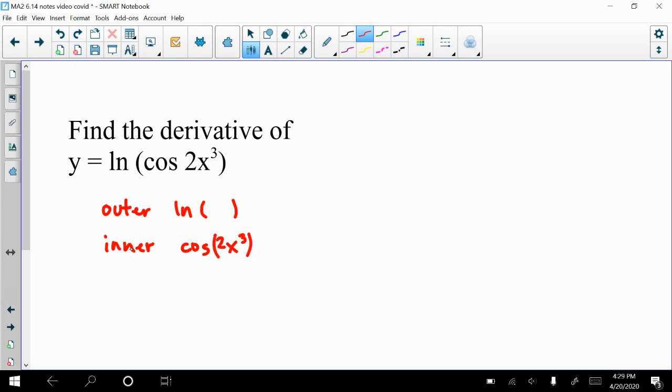The problem is that our inner function is also an outer with an inner, and that happens sometimes, right? So this is also, it's got its own little idea of outer. Its outer is cosine of something, and its inner function is the 2x cubed. So we have this multi-layered derivative going on right now. So we want to find dy dx. Take a deep breath. This is not going to be a problem, I promise. You're going to be okay.